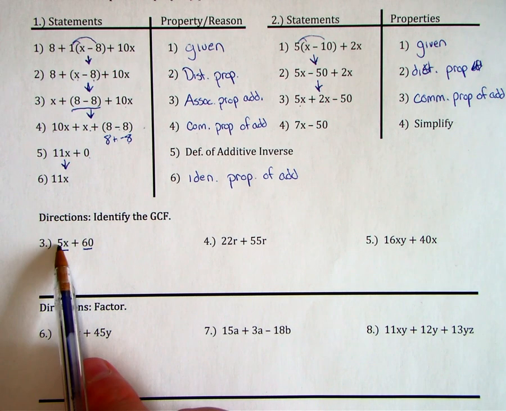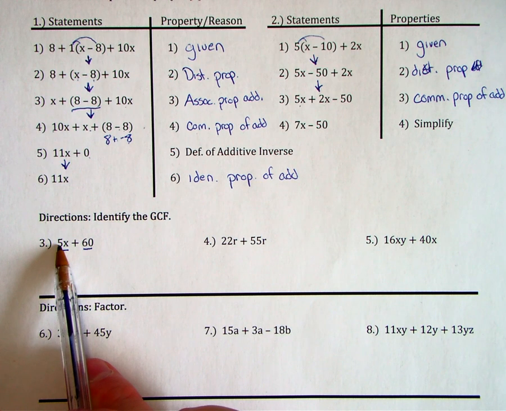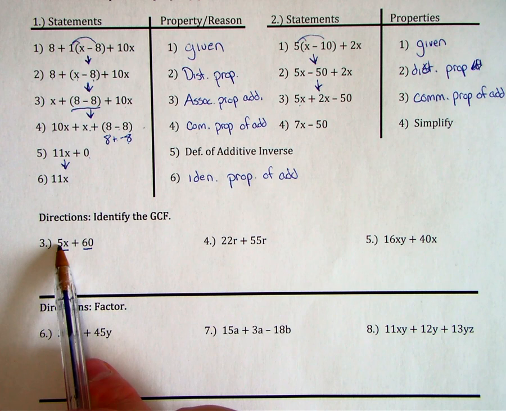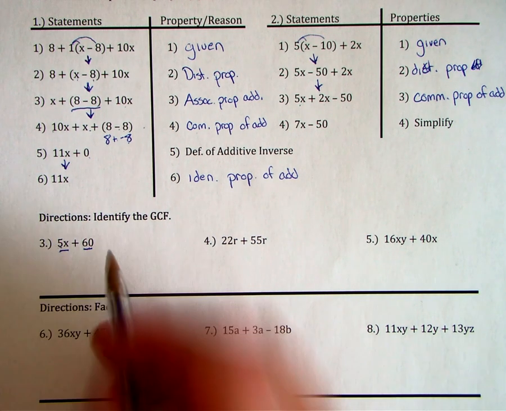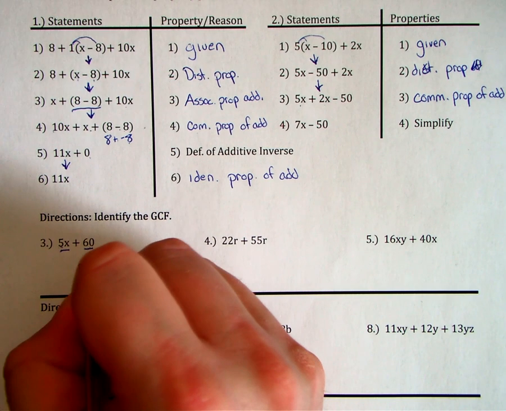Well, obviously the factors of 5 are 5 and 1 because it's a prime number. So we need to ask ourselves, is 60 divisible by 5? And it is. So our GCF would be 5.